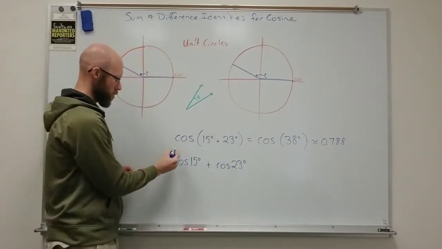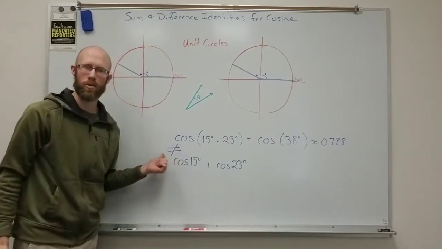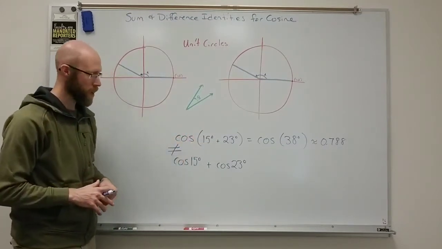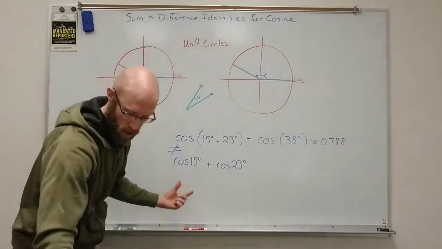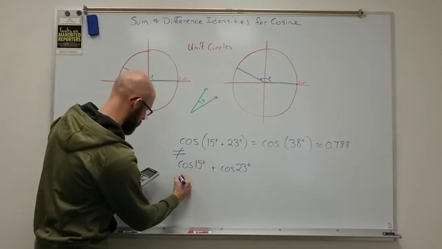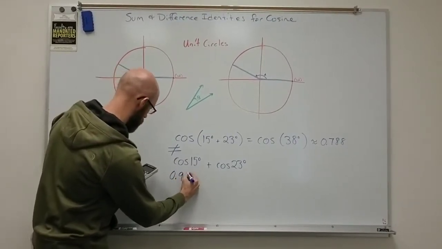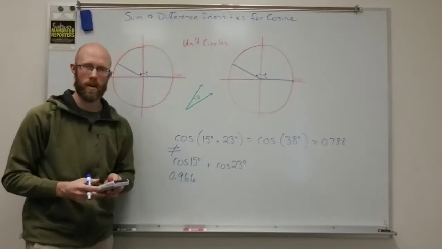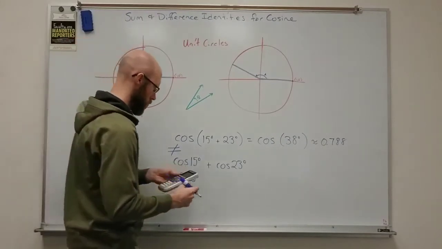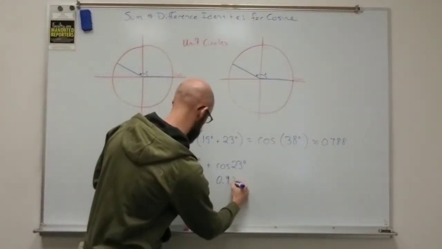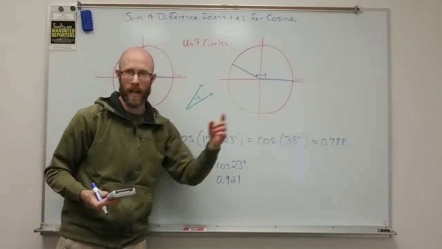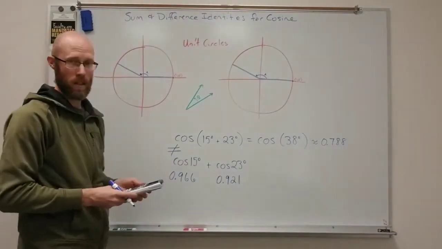Well, of course, these two expressions are not equal to each other, okay? You can't just take a cosine and split it up some weird way like this. I can prove it to you. If I calculate the cosine of 15 degrees, that's approximately 0.966 rounded to the nearest thousandth. And if I calculate the cosine of 23 degrees, well, that's approximately 0.921. And if I add them together, definitely going to be up over 0.788, right? Yeah, it's not even close.